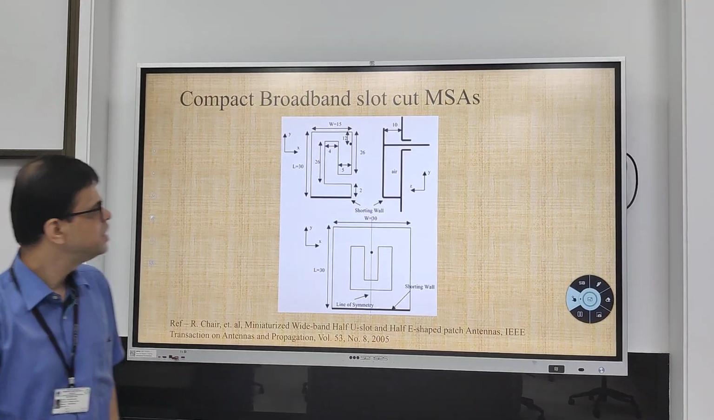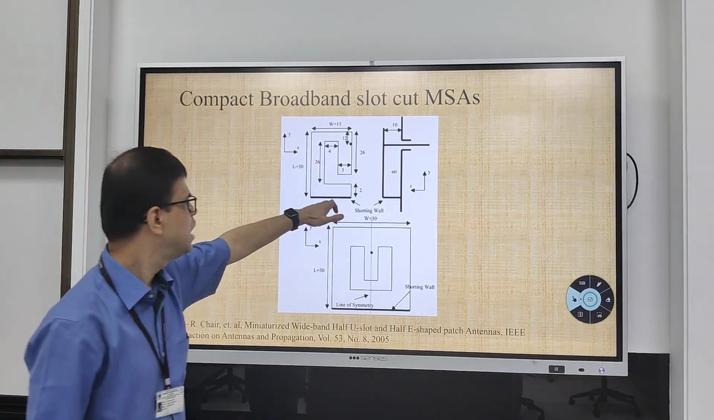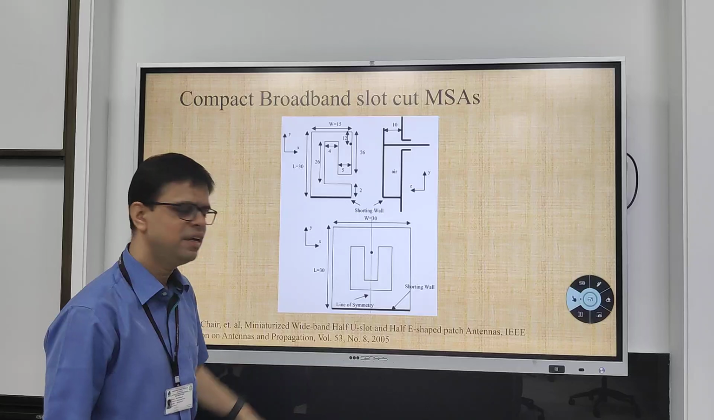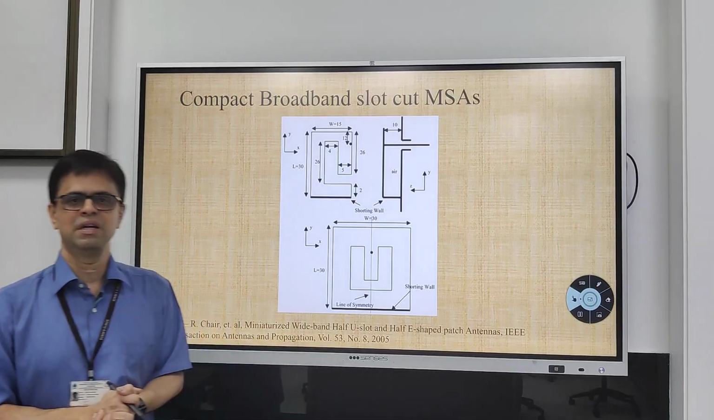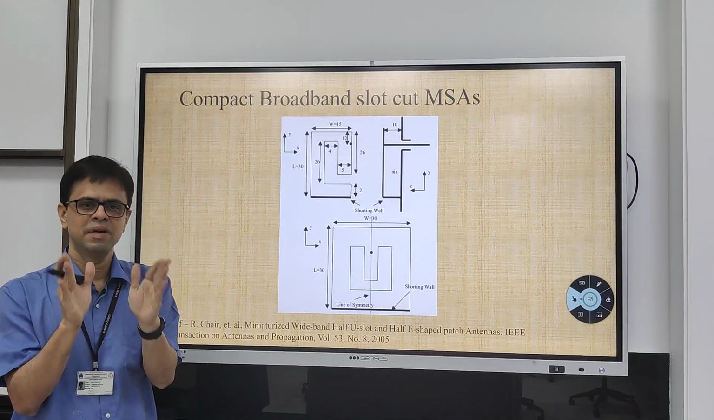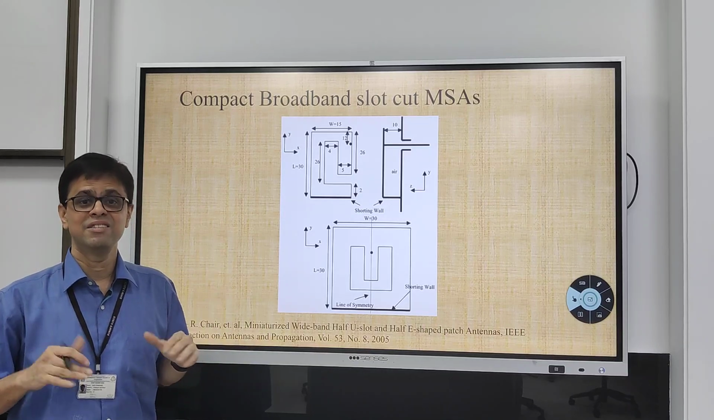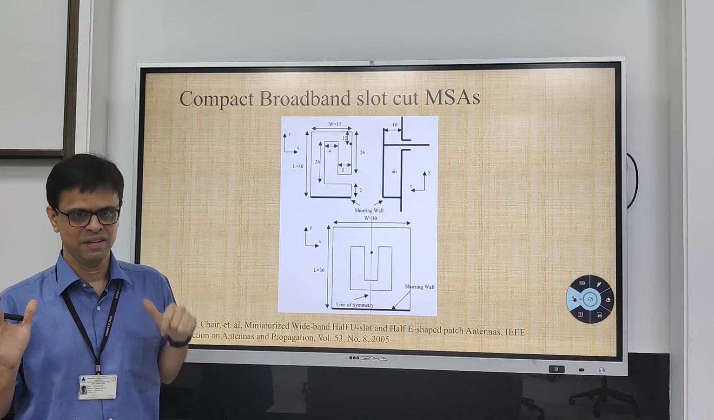These are just other variations. In earlier cases, we have used a single shorting post. I can do a similar complete shorting and I can realize a similar configuration. The concept remains the same. This is one of the best configurations to realize a compact as well as wideband microstrip antenna.